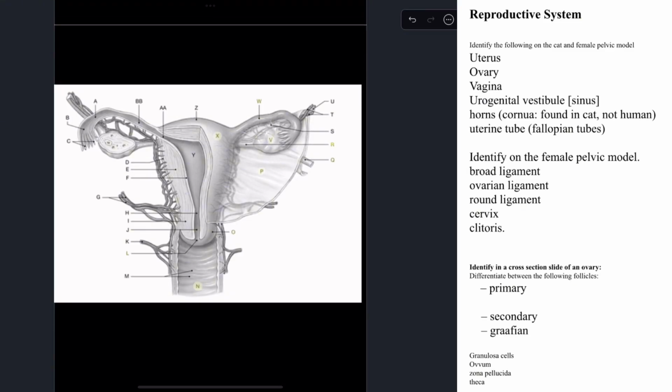Today I'm gonna go over the reproductive system. I'm gonna go over the male and the female, along with the cats as well. I'm also going to go over the histology, so the cross-sectional part. And so yeah, let's just get into it. So I'm gonna start off with the female.